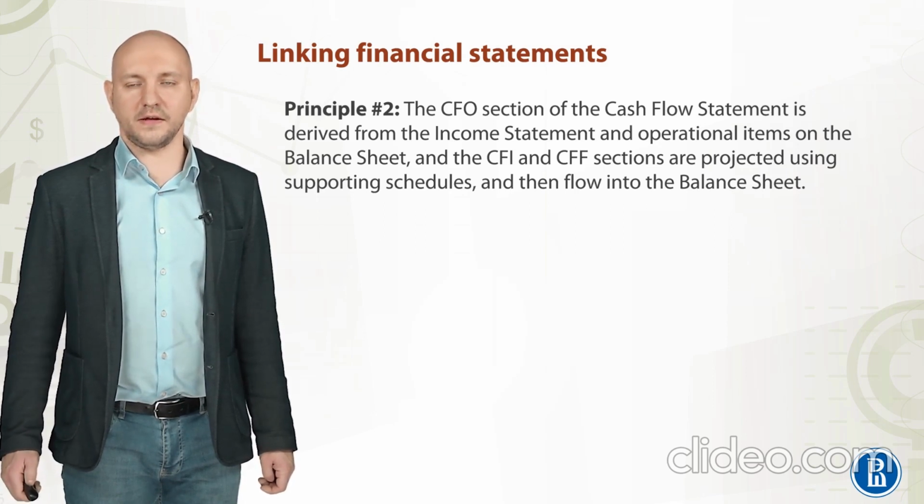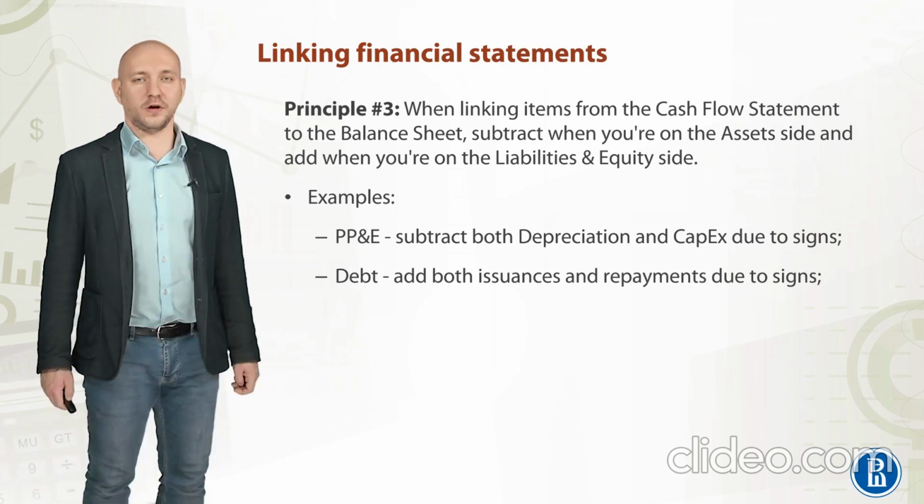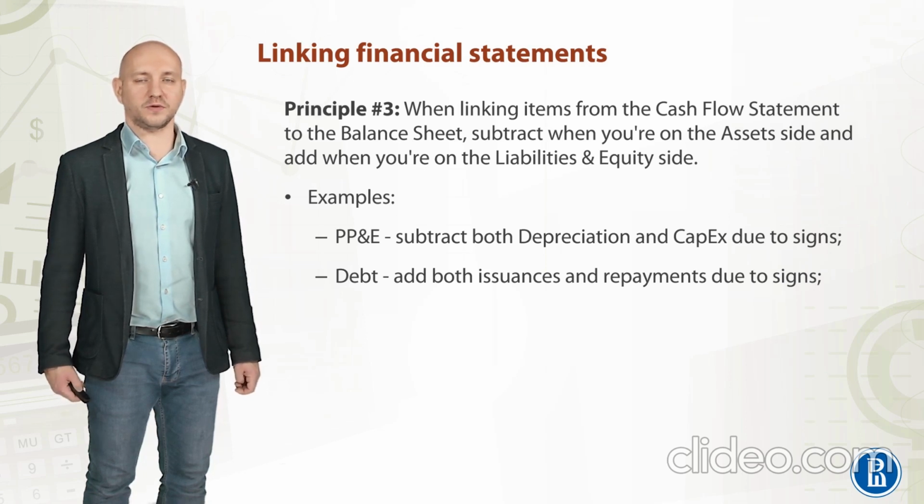Let's move further. Principle number 3. When linking items from the cash flow statement to the balance sheet, subtract when you are on the asset side and add when you are on the liabilities and equity side. For example, if we look at property, plant and equipment, we need to subtract both depreciation and capital expenditures due to signs. When we look at debt, we add both issuances and repayments due to signs.